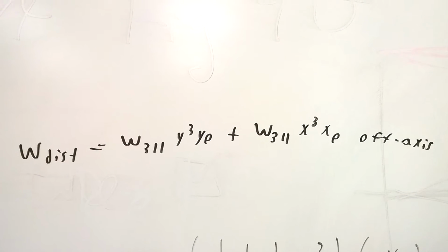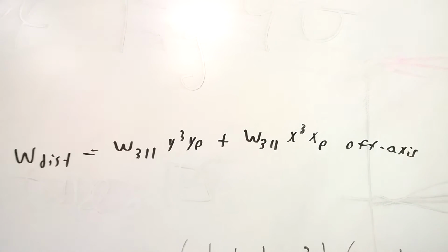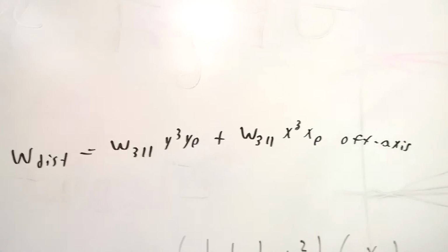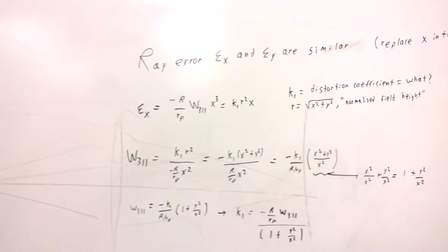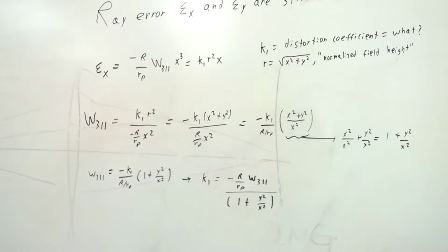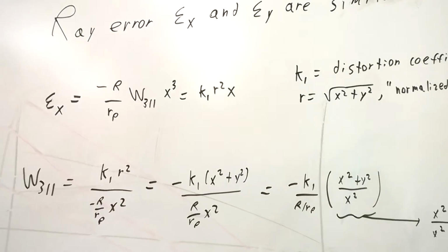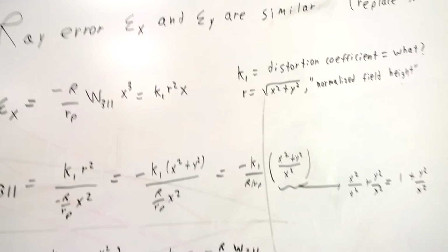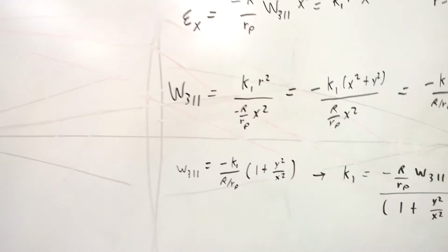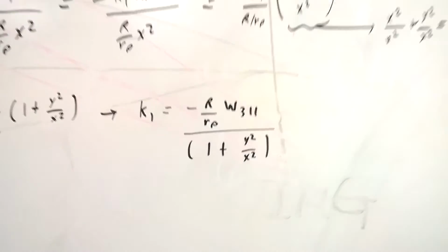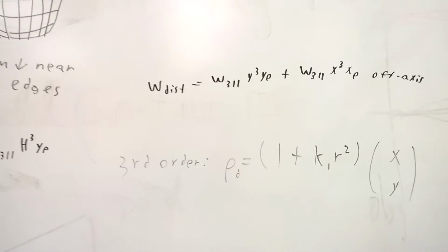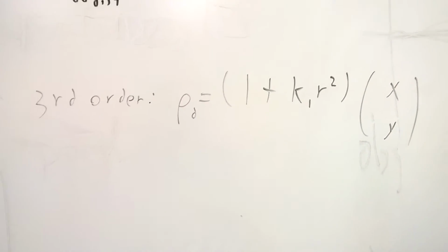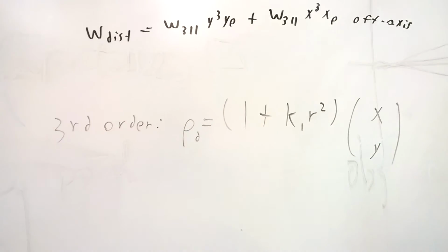This is the equation for distortion off-axis. As you can see, the equations are symmetric about y and x. Therefore, the ray error equations are also symmetric because it's just the derivative. And as you can see here, there is a K1 term. What is that? It's the distortion coefficient. We can actually solve for that by going through the equation, and this is what we come up with. Using r equals square root of x squared plus y squared as the normalized field height. And here we get the third order model of distortion.